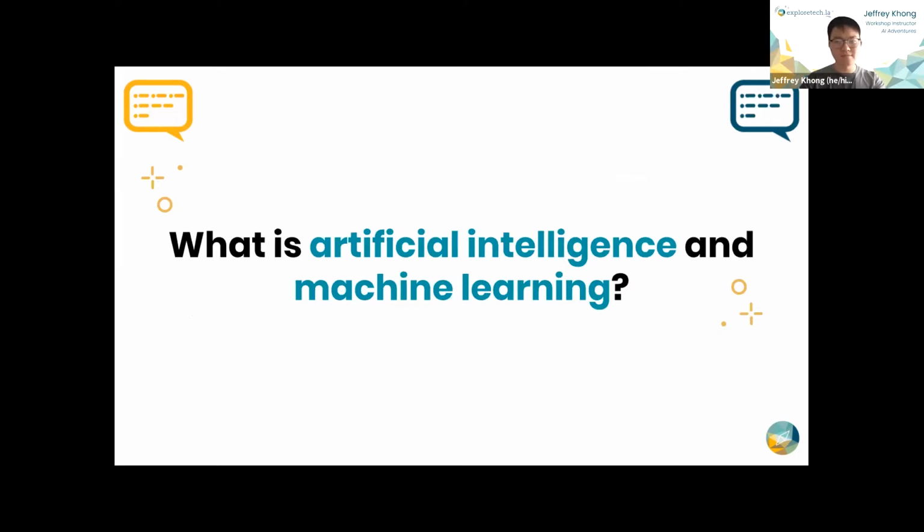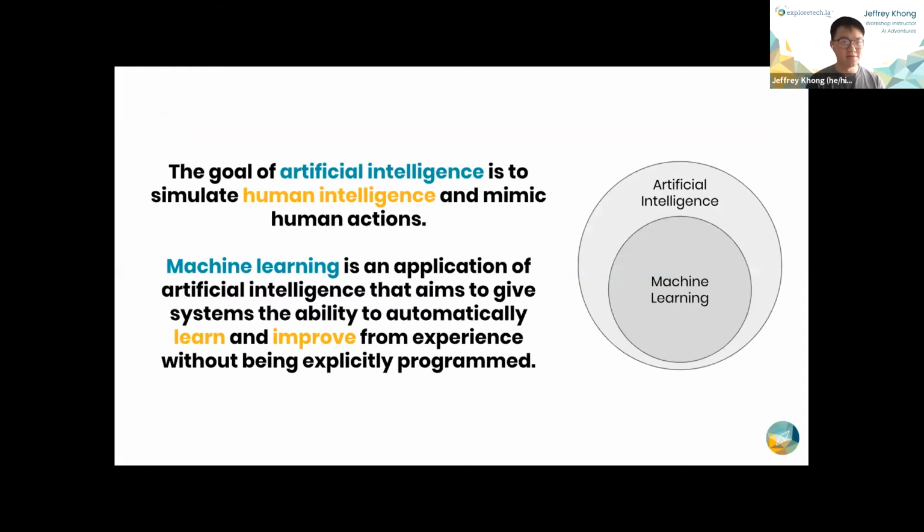Yes. Yeah, so that's pretty much it. With artificial intelligence and machine learning, you're exactly right. We're trying to recreate human thoughts and how we do things ourselves into a machine. So really, the goal of artificial intelligence and machine learning is to simulate human intelligence and mimic human actions.